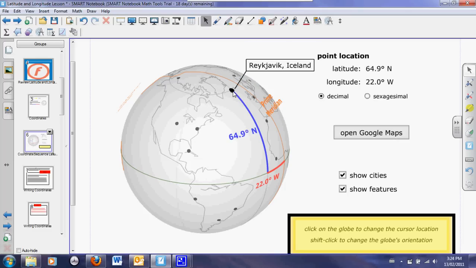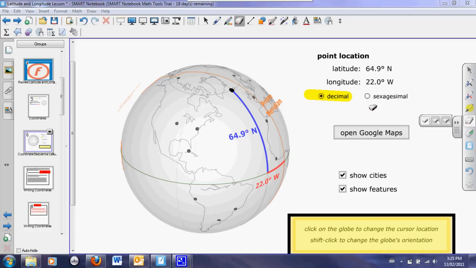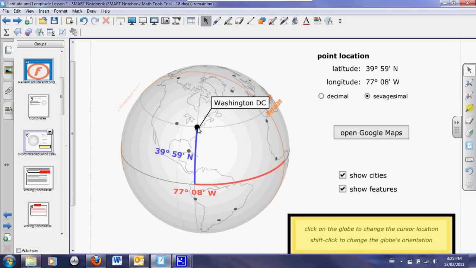Now, one interesting thing is you'll see here that I'm using the decimal version of this. In our atlas, that is actually not used. We actually use this sexagesimal version, and I'll just click on that right now and I'll show you what this looks like. So let's just click on something. Washington, D.C. would be 39 degrees, 59 minutes north, 77 degrees, 8 minutes west.